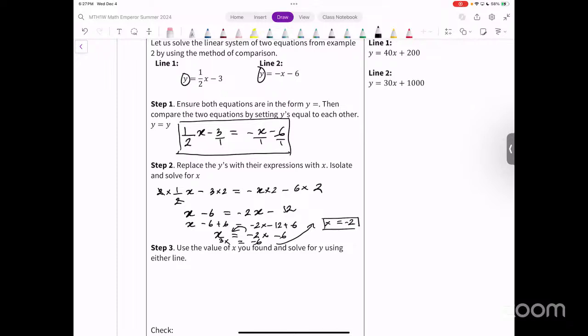Now, I can use the x to find my y value. How do I do that? y is equal to, that's the second part. Use y is equal to 1/2 of negative 2 minus 3.